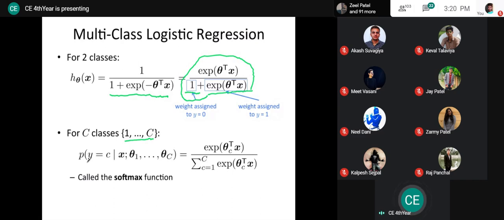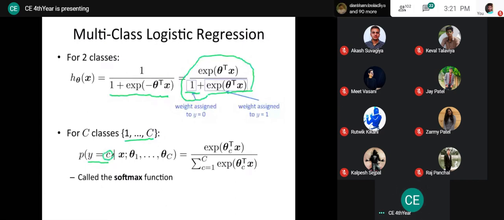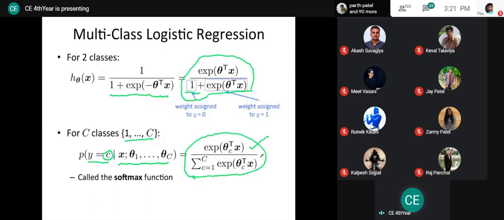And now if you have C classes, to predict y is equal to some class c, where this small c belongs to the capital C, given x and all theta values, we will have this equation. You can say exponential, and we'll have the summation of all the exponentials, or you can say all the class values.